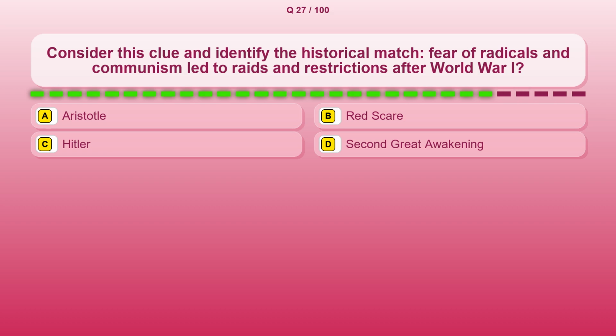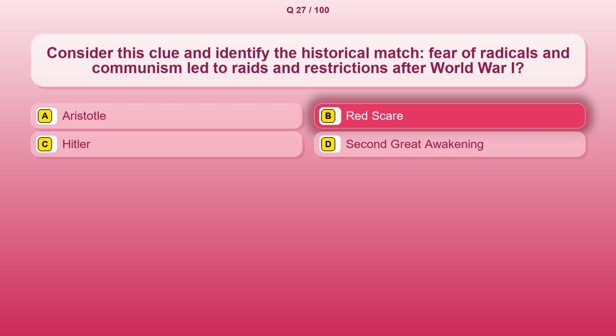Question 27. Consider this clue and identify the historical match. Fear of radicals and communism led to raids and restrictions after World War I. Option A, Aristotle. Option B, Red Scare. Option C, Hitler. Option D, Second Great Awakening.